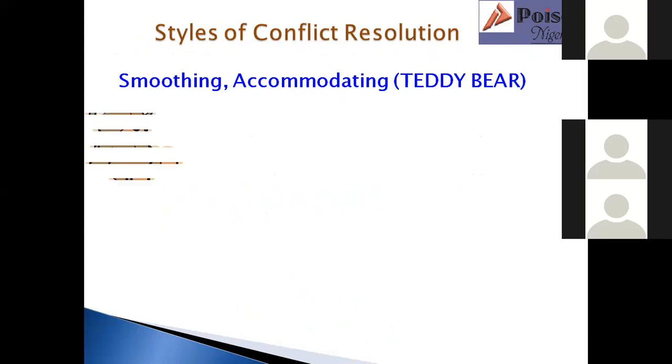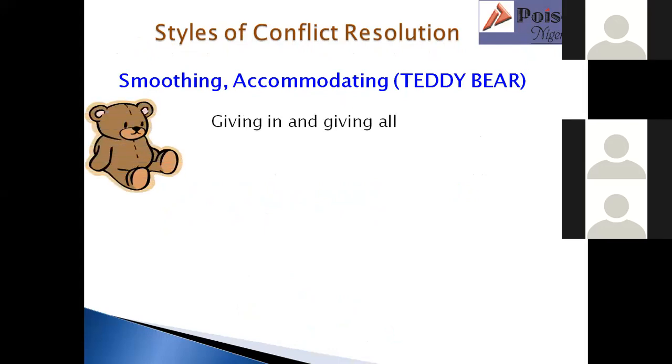They are called the teddy bear. They're always giving in, giving all, not give and take. They give in all the time. They're always inconveniencing themselves to make other people feel comfortable. They go out of their way all the time at their own detriment to make other people feel comfortable. If you have this style as your most preferred style, people will always take advantage of you.